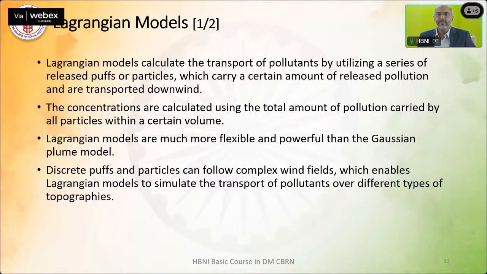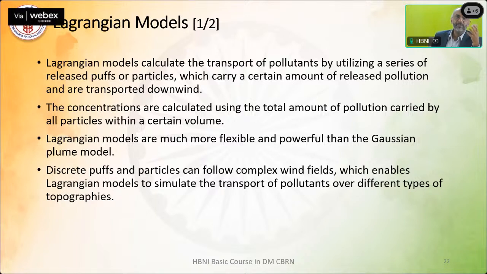And when you come to the Lagrangian model, the Lagrangian model calculates the transport of pollutants by utilizing a series of released puffs or particles, okay. Which can carry a certain amount of released pollutants and are transported downwind, okay. So the treatment is based on a puff or a particle, okay. The concentrations are calculated using the total amount of pollutants carried by all the particles within a certain volume.